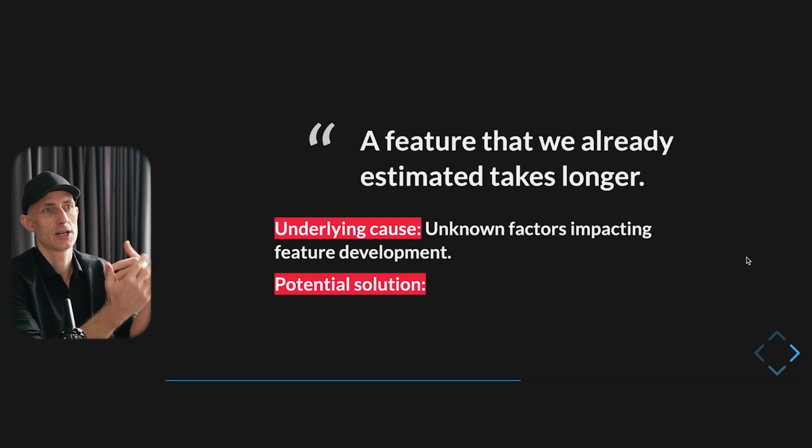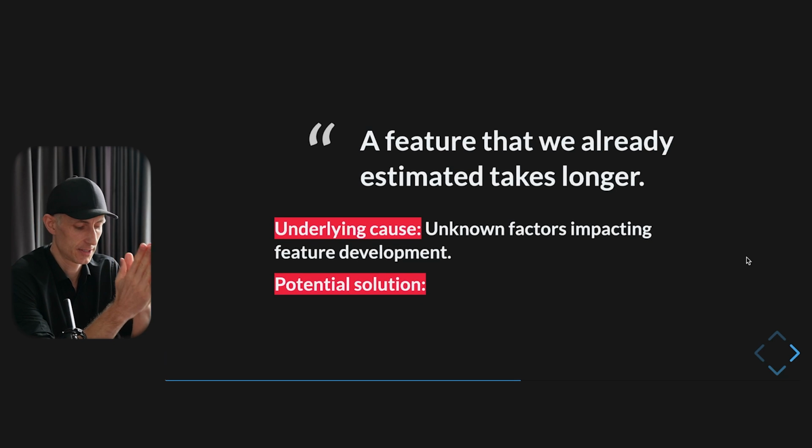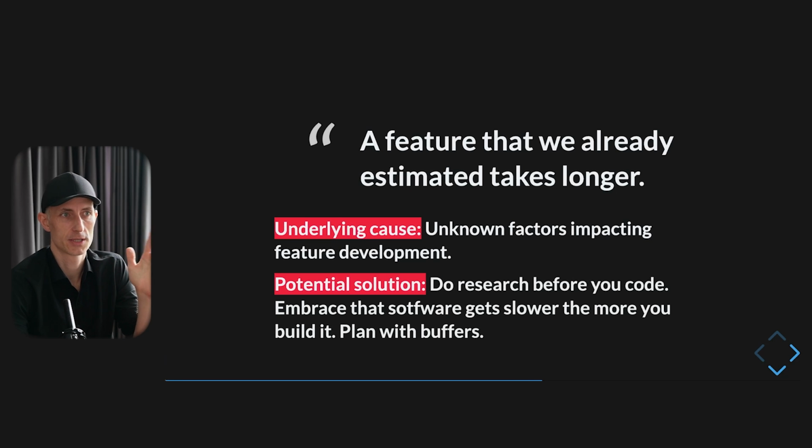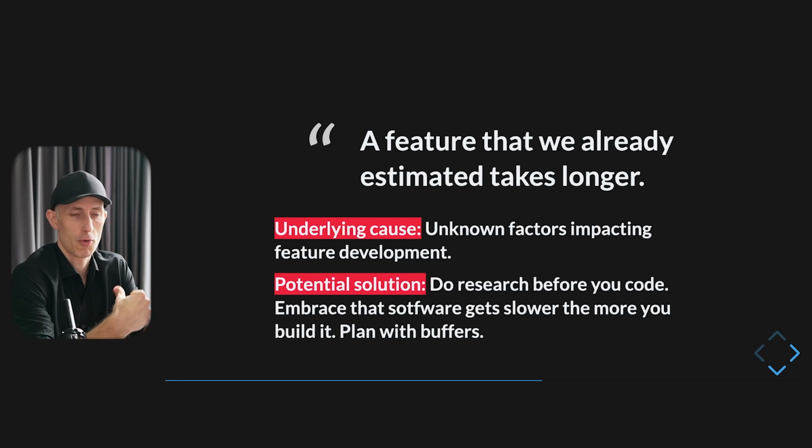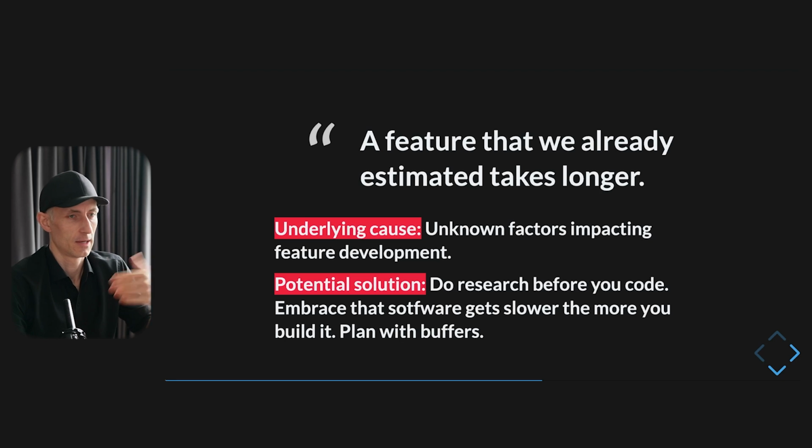Next problem, a feature that we already estimated now takes long. And this is something that just always happens. As a product manager, you need to embrace this, because estimations for software projects usually always come out longer than they were initially estimated. This is just a rule of nature. You can mitigate this a bit. You can embrace that this gets slower, so you can add more buffer time, or you can do more research before you code. There is no generic solution for this, but it's very important to know this.